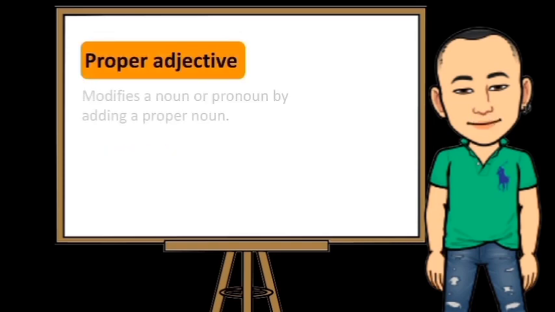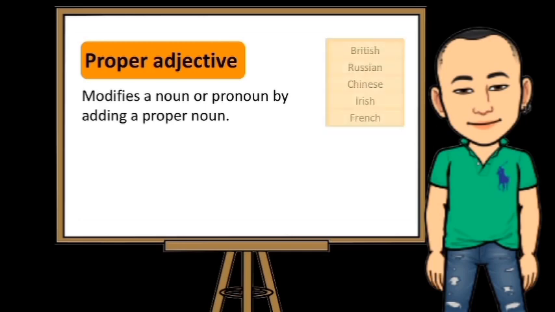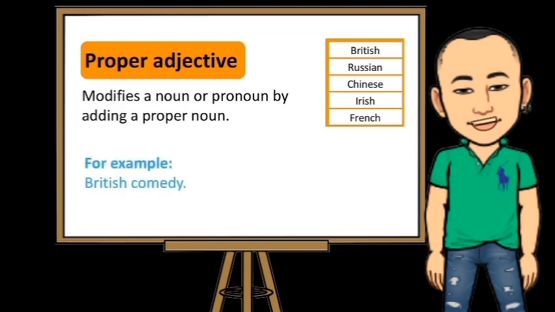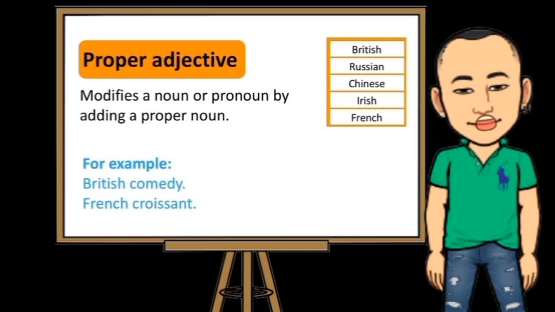Proper adjective. This type of adjective modifies a noun or pronoun by adding a proper noun. Examples of proper nouns include British, Russian, Chinese, Irish, French. For example, British comedy, French croissant.